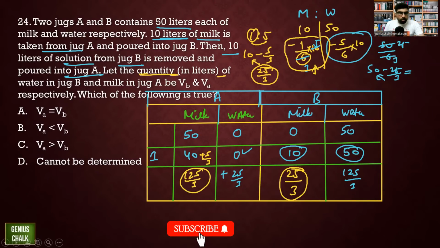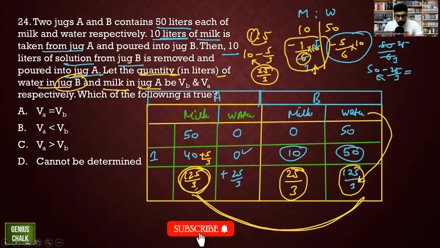Now what is asked? The quantity of water in jug B. What is that? Water in jug B is 125 by 3. Jug A milk, that is also 125 by 3. You can see both these quantities are equal. That means both VB and VA are equal. A beautiful question. It is option A, right? Next one.